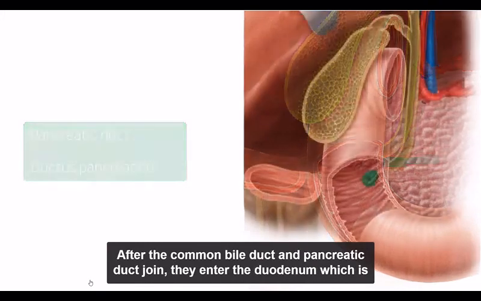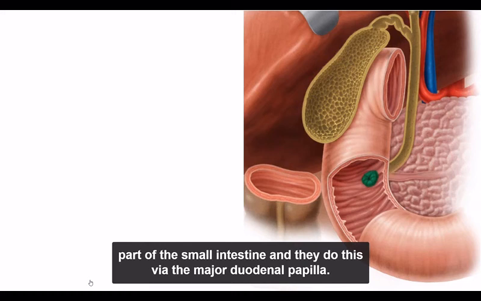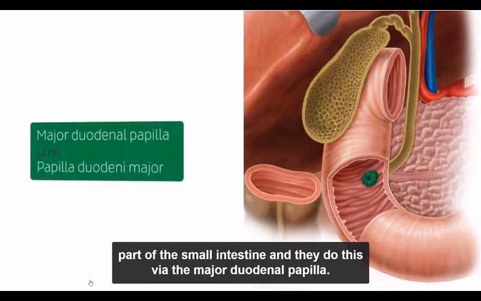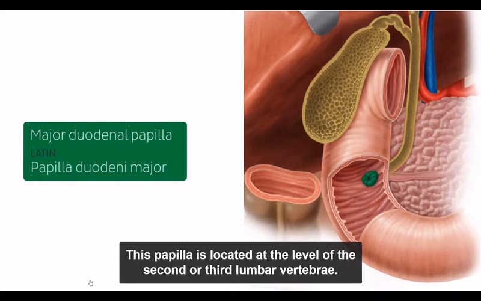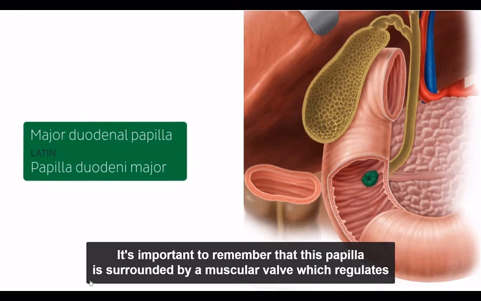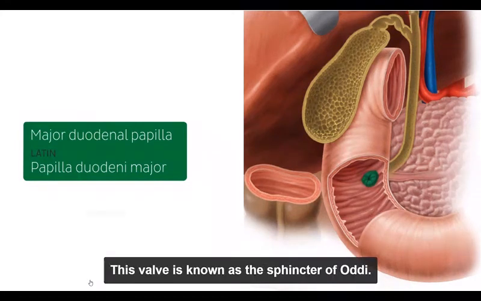After the common bile duct and pancreatic duct join, they enter the duodenum, which is part of the small intestine, and they do this via the major duodenal papilla. This papilla is located at the level of the second or third lumbar vertebrae. It's important to remember that this papilla is surrounded by a muscular valve, which regulates the flow of bile and pancreatic fluids in the duodenum. This valve is known as the sphincter of Oddi.